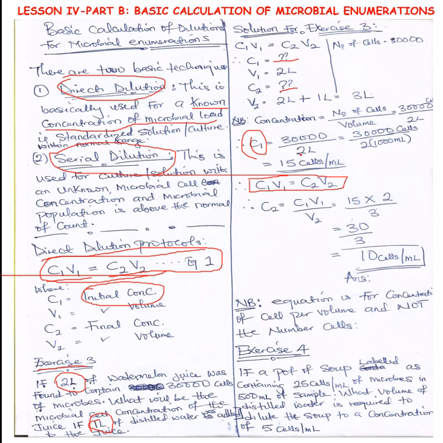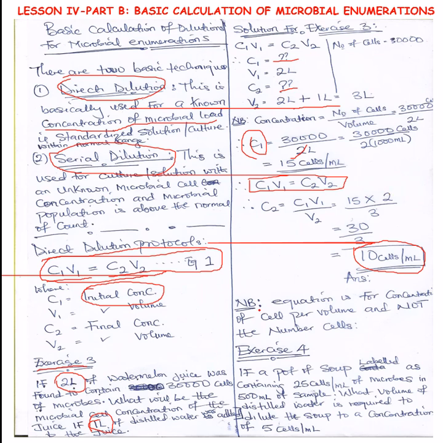Once you do that, you have C1 times V1 divided by V2. C1 is already determined here as 15, while V1 is already known, 2 liters, divided by V2. We already know how we got V2, 3 liters. Then you now have 30 divided by 3. That will give you the C2 concentration as 10 cells per ml. That means once you take 1 ml of this solution after dilution, you will have 10 cells. But once you take 1 ml before the dilution, you will have 15 cells in every ml. That is the calculation for exercise 3.